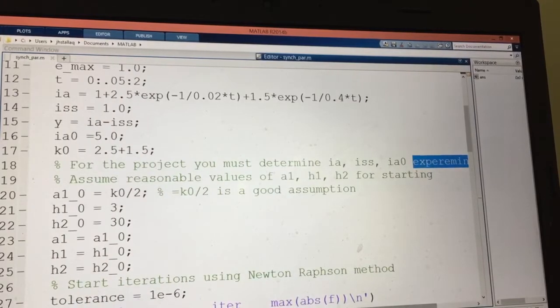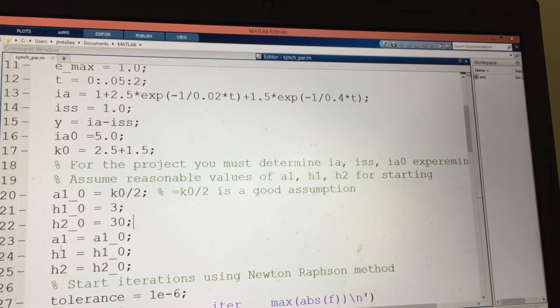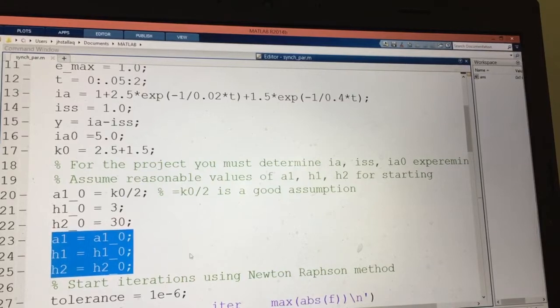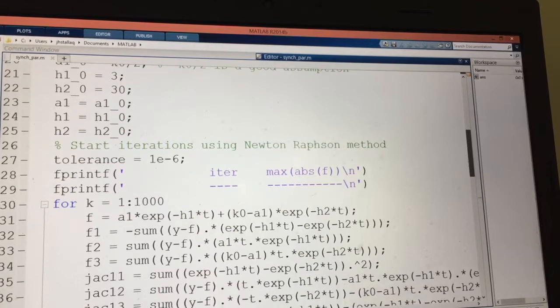Assume reasonable values of A1, H1, and H2 for starting. A1 initial, H1 initial, H2 initial. I just put 330. And A1 naught is K naught over 2. That's a good start, K naught over 2 is a good assumption. Then we put A1, H1, H2 equal to the values we have assumed. That's for the starting. Then we start the iterations using Newton-Raphson method.